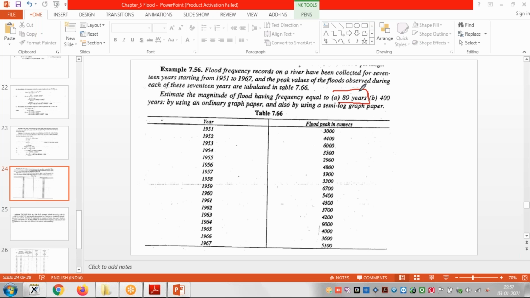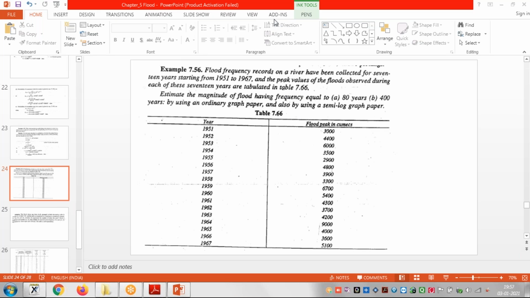and what would be the magnitude? We have to find the magnitude. Means after 80 years, what would be the Q value or what would be the rainfall value of that year, right? We have to find. Then after 400 years, what would be the peak value of the flood observed during these 17 years?